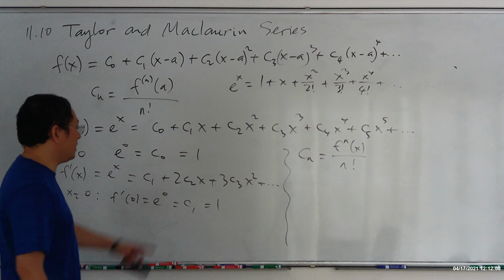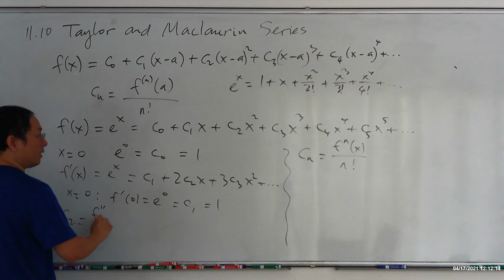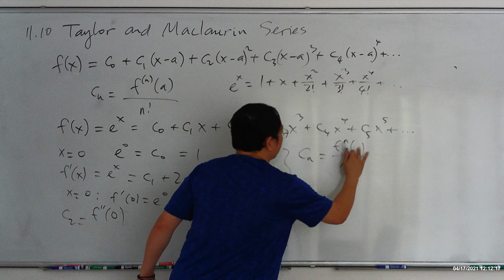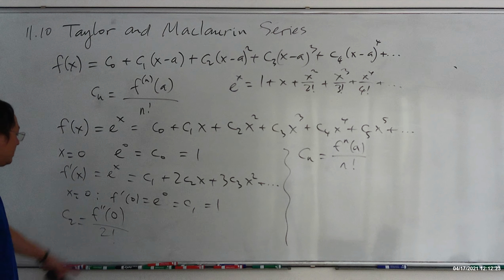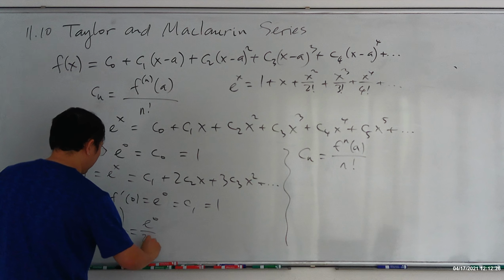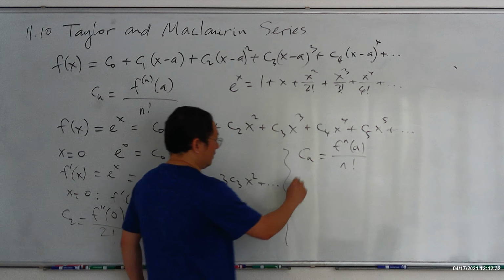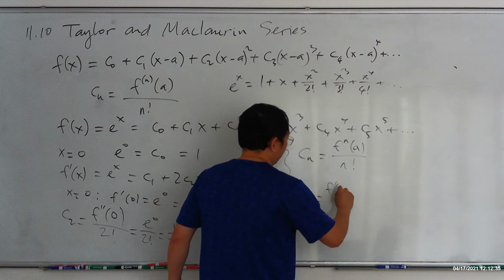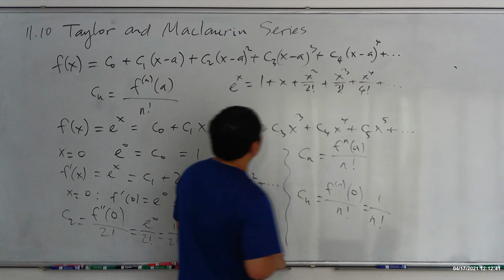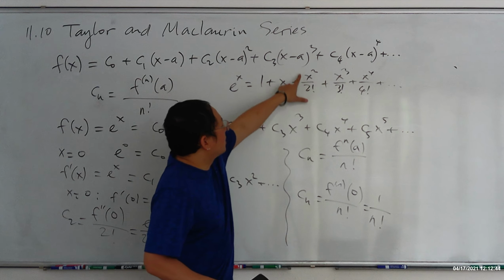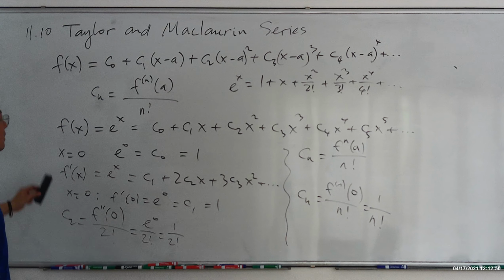I can have C0 already, C1 already. I can calculate C2. C2 is the second derivative of f at 0 over 2 factorial. You see that for e to the x, the derivative is always e to the x, so it's always e to the 0 over 2 factorial. This is 1 over 2 factorial. Okay. Similarly, Cn is the nth derivative at 0 over n factorial, which is 1 over n factorial. See? 1 over 1 factorial, 1 over 2 factorial, 1 over 3 factorial, 1 over 4 factorial. With all the Cn, you have the power series for e.